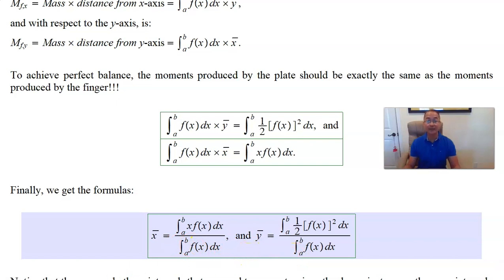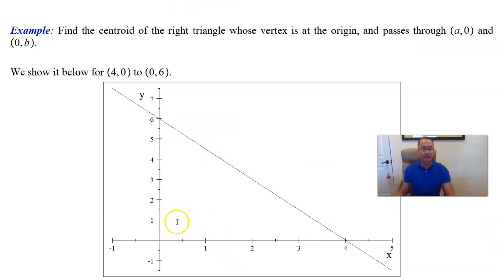Okay, let's do the triangle. All right, so here is our right triangle, kind of like this one. We're facing the same way. So our vertices will be the origin, of course, where the right angle is going to be, (a, 0) and (0, b). So in this case, a is 4 and b is 6. Okay, so we want to know, where is the exact centroid of this right triangle?